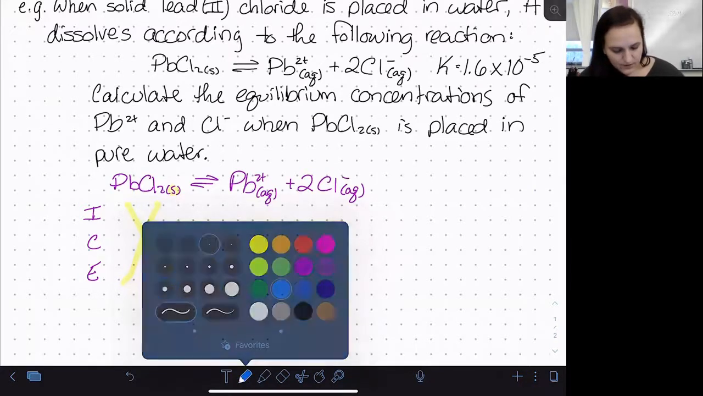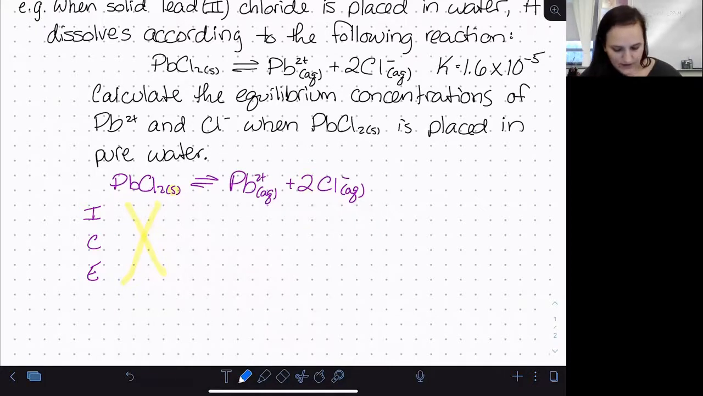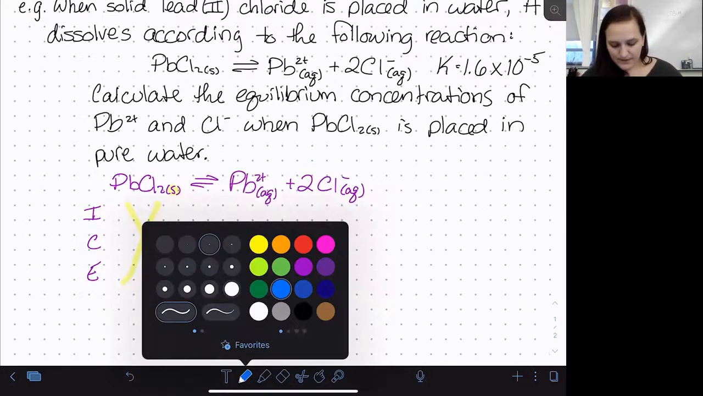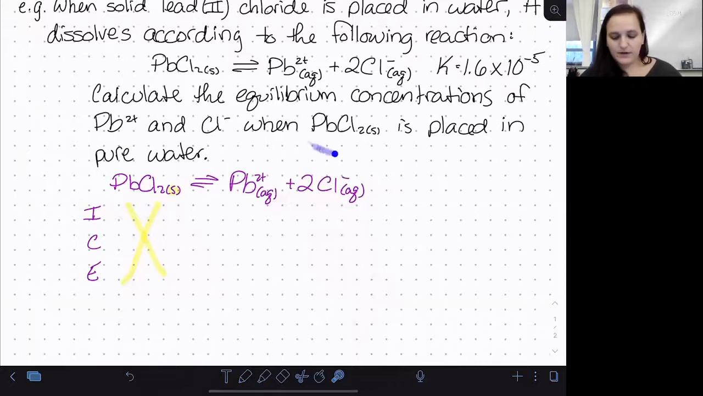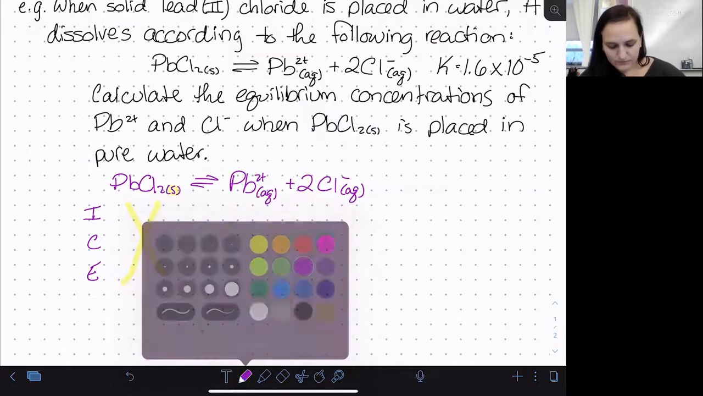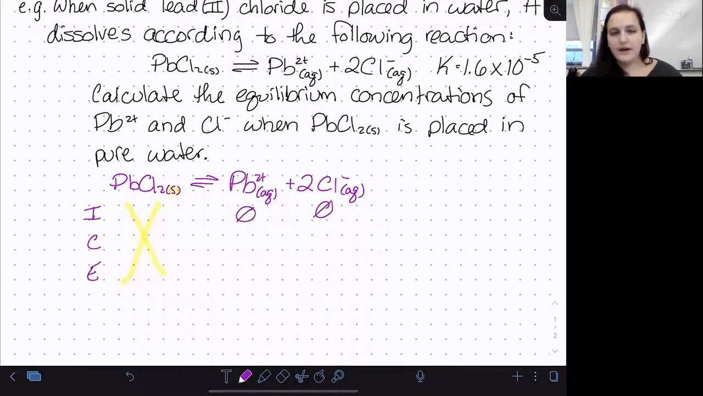So our initial is before any reaction happens. We're told that we're just putting our solid stuff in some water, which means initially we have no lead and we have no chloride present in our system. Now, as this moves towards equilibrium, we're going to have to produce some product to get to equilibrium. So both of these concentrations are going to increase, but we don't know by how much. So we leave it in terms of X.